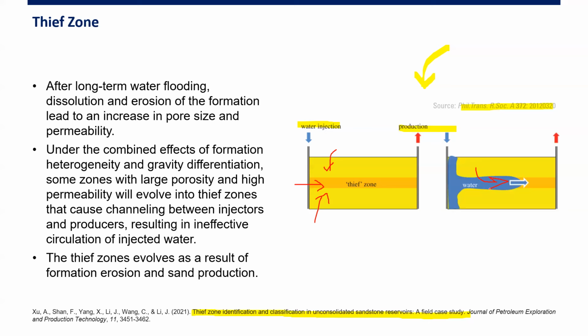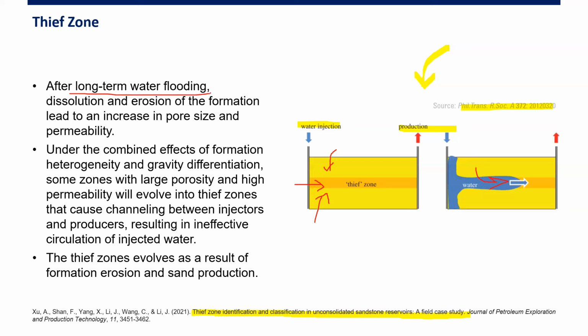Okay, so let's take a look what we have now in this video. All right, I have 3 points here from the paper and I will read it for all of us. After long-term water flooding, dissolution and erosion of the formation lead to an increase in pore size and permeability. All right, so here it's a very important statement. Now we know that thief zone is actually not natural. It is induced by long-term water flood.